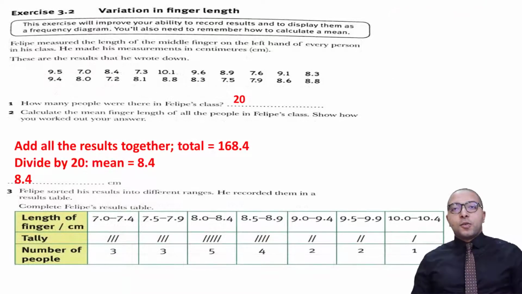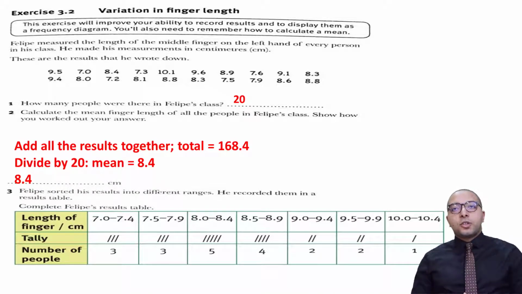Okay guys, time is over. In the following exercise, we have Philip measured the length of the middle finger on the left hand of every person in his class. He made his measurements in centimeters. These are the results that he wrote down. So we have the numbers that he has measured, representing the length of the finger for each person.